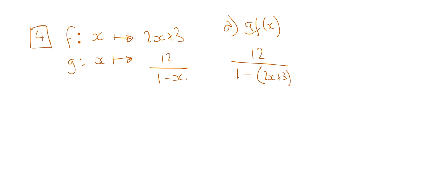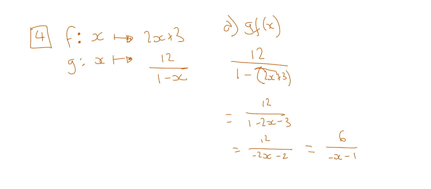Good, I need the brackets because this negative is going to distribute to both of these parts. Some of you are still making this mistake. Multiple people made this mistake on the test this week. It's really important that you watch your signs. So that means that 12 over 1 minus 2x minus 3 is 12 over negative 2x minus, what is that, 2. Is that right? Am I done? Why am I not done? What's wrong with that? Good, I can simplify. So what does it become? Good. Okay, so this is my GF of X.